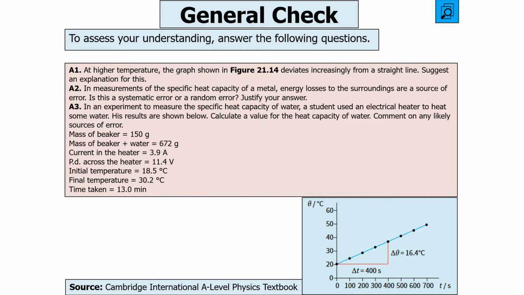The next question says, at higher temperatures, the graph shown deviates increasingly from a straight line. Suggest an explanation for this. Then in measurements of the specific heat capacity of a metal, energy losses to the surroundings are a source of error. Is this a systematic error or a random error? And justify your answer. Then, in an experiment to measure the specific heat capacity of water, a student used an electrical heater to heat up some water. His results are shown below. Calculate a value for the specific heat capacity of water. Comment on any likely sources of error. So pause the video now, then unpause the video when you want to go through your answer.